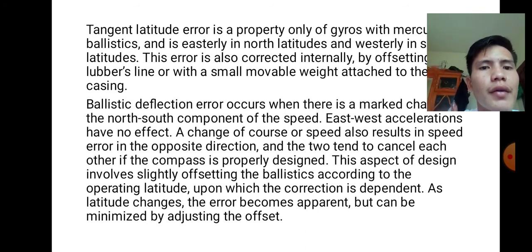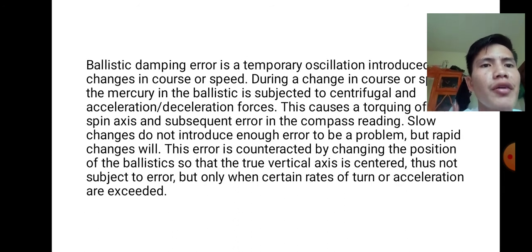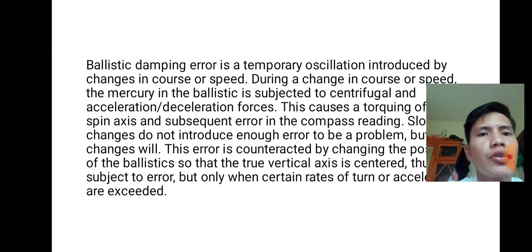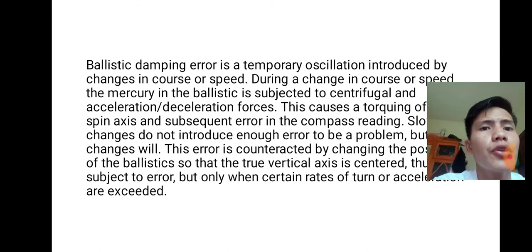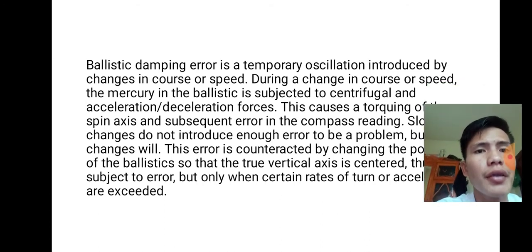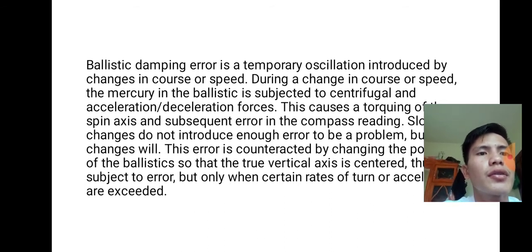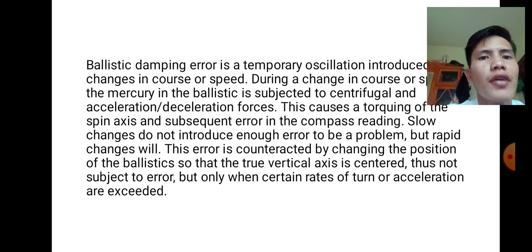Ballistic damping error is a temporary oscillation introduced by changes in course or speed. During a change in course or speed, the ballistic is subjected to centrifugal and acceleration or deceleration forces. This causes a torquing of the spin axis and subsequent error in the compass reading. Slow changes do not introduce enough error to be a problem, but rapid changes do.